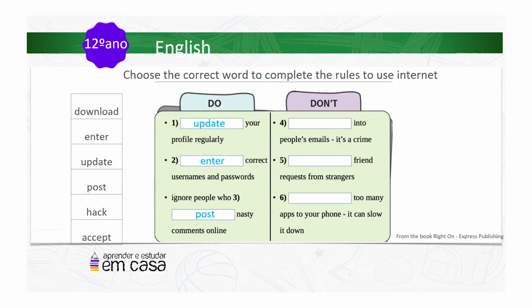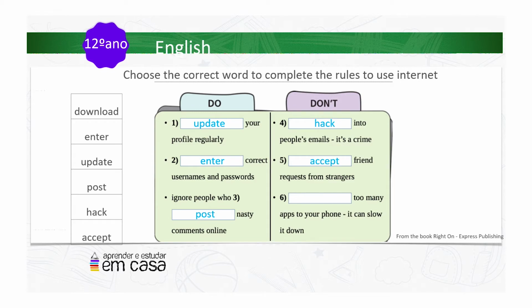And what you should not do on the internet. Don't hack into people's emails. It's a crime. Even if you know how to do it, don't, because it's a crime. It's a violation of privacy. And plus, sometimes you may be curious about what your brother is doing or what your sister is doing, and just don't do that, okay?